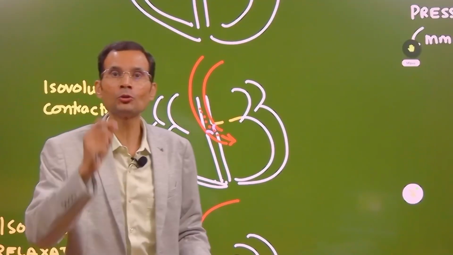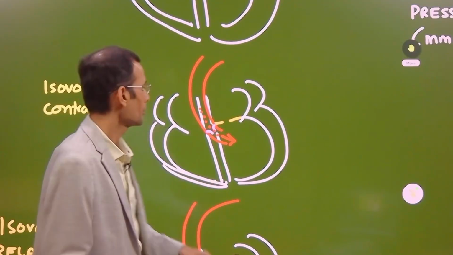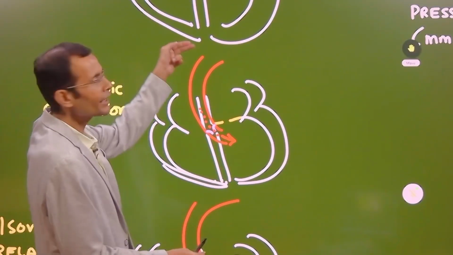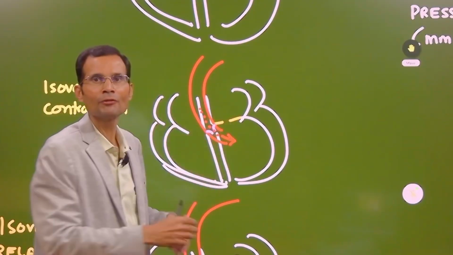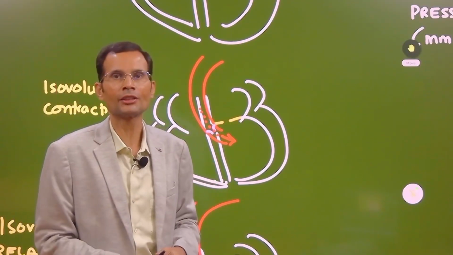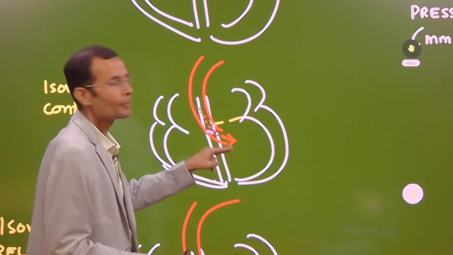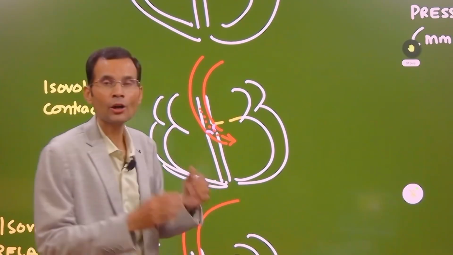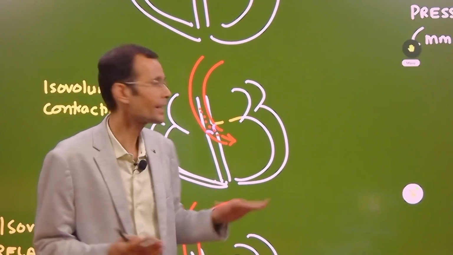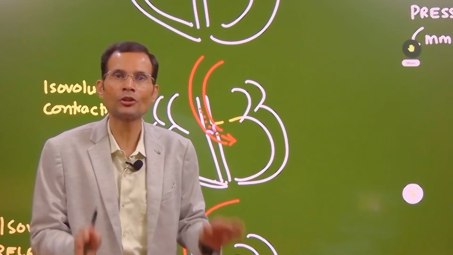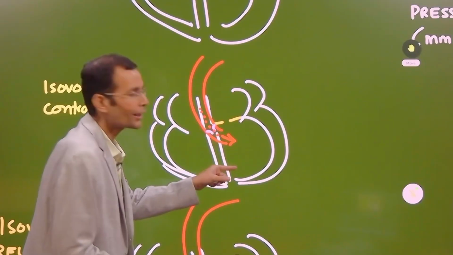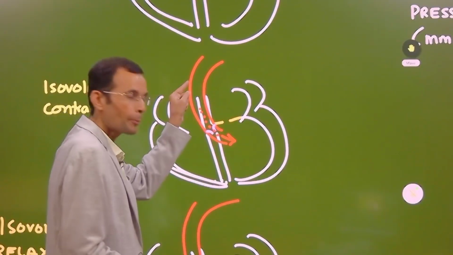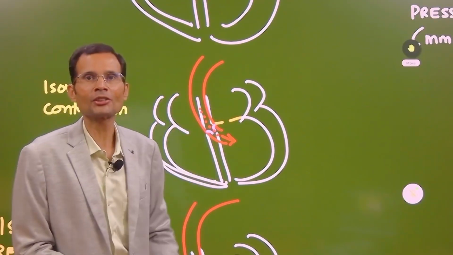The aortic valve is yet to open. Why? Because left ventricular pressure is rising, but it has not become greater than the aorta pressure. Only then will the aortic valve open, isn't it? I'm talking about the normal condition. So left ventricular pressure has not increased and become more than the aorta pressure. So the aortic valve has not yet opened and the AV valve has closed. That is isovolumic contraction, right? Left ventricular pressure has not become greater than the aorta pressure means what? It means the aorta pressure is greater than the left ventricular pressure.